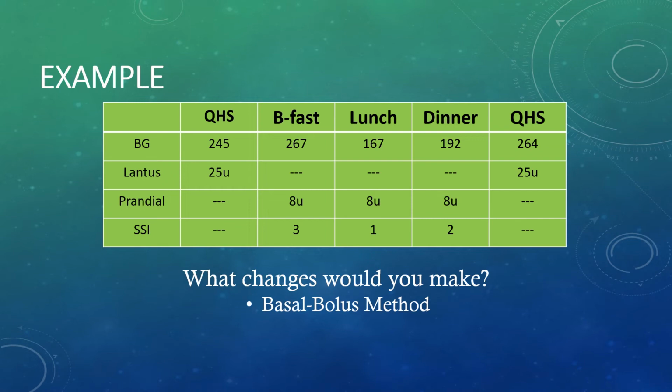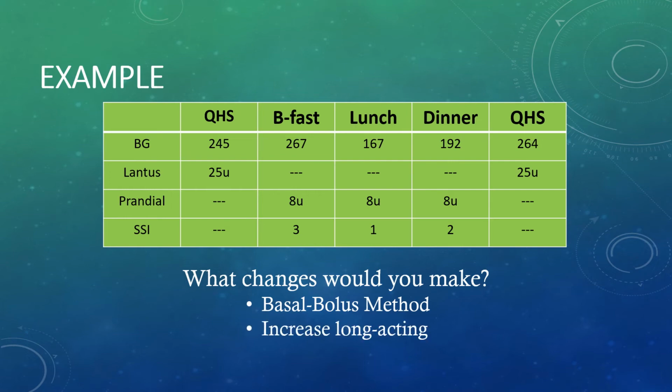So therefore, if you went up by 20%, of the 50 units, you'd be giving another 10 to 15 units. So you'd probably go up to maybe 32 units QHS on his Lantus, and then maybe up to 10 to 12 units with meals of his prandial insulin, and then continue a sliding scale.